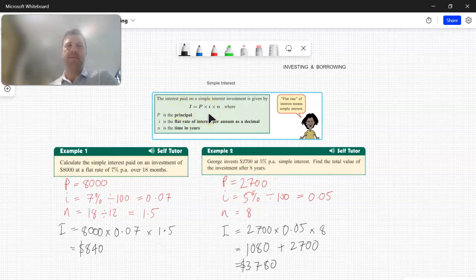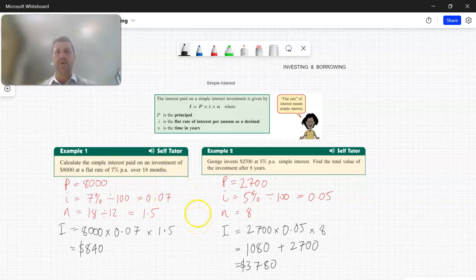Okay, this is just one variation of the simple interest formula. There's a few different variations there. In this example, we're converting that interest rate to a decimal straight away. So you don't need to write it as P times I times N over 100. Some formulas use P times R times T, but essentially it's the same thing.